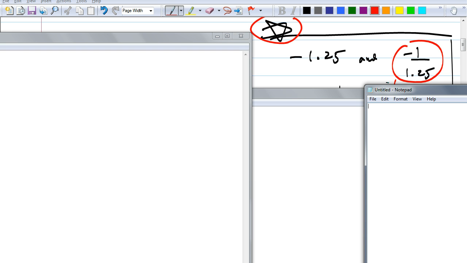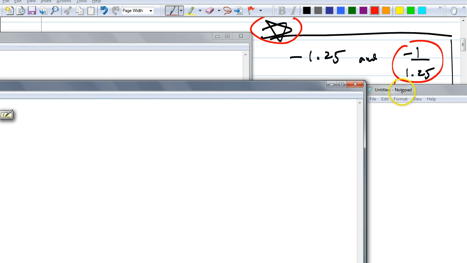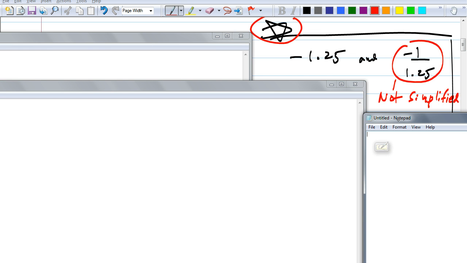Is this okay? It's not quite okay, okay? See, this is not quite simplified. When you have a fraction, this is not simplified. When you have a fraction, you may not have numerators or denominators as a decimal. Does that make sense? Or it cannot be fractions either.